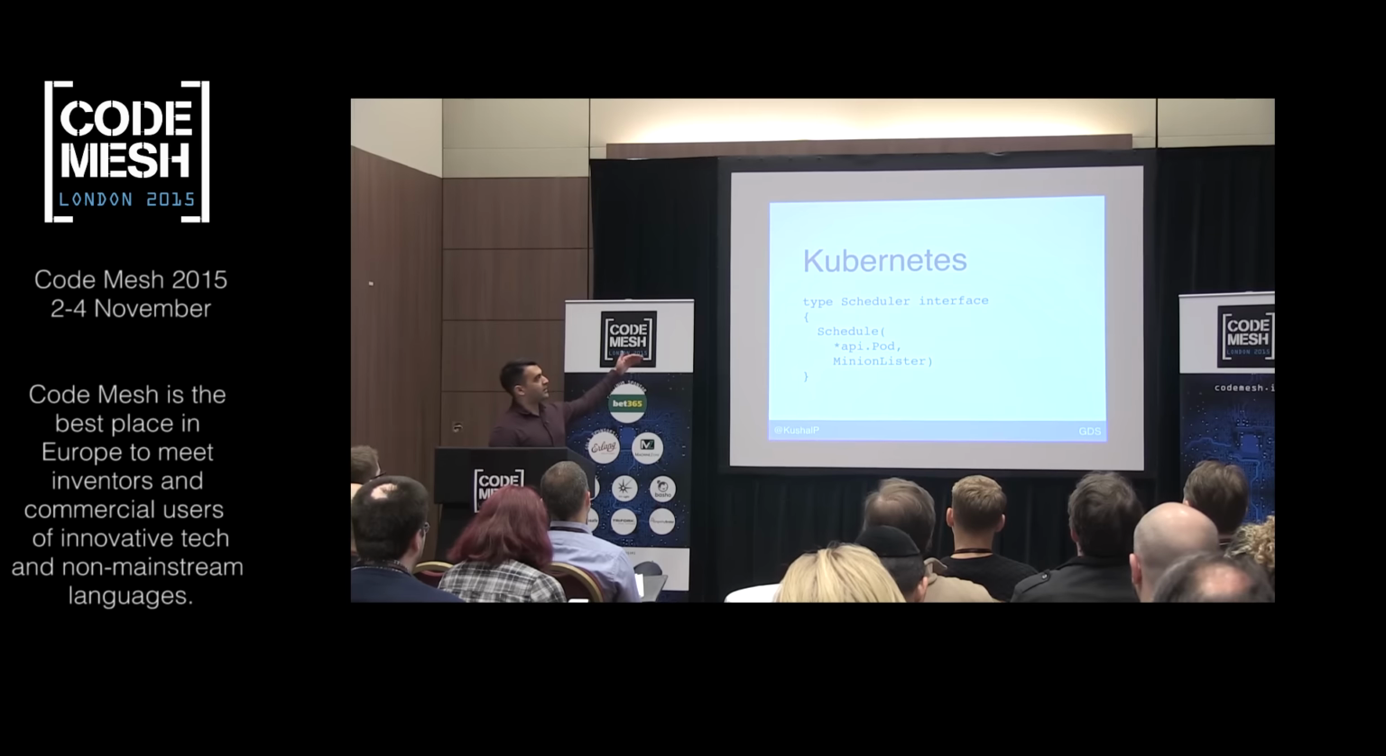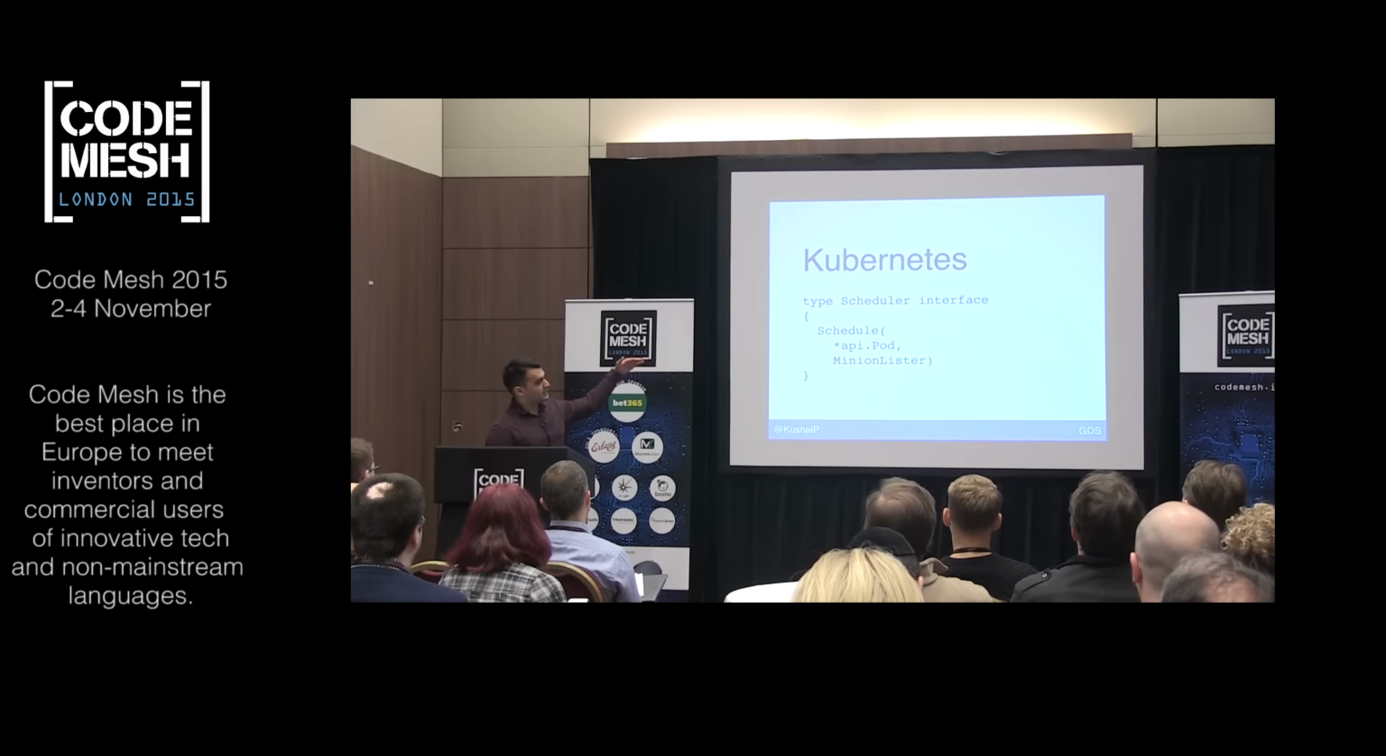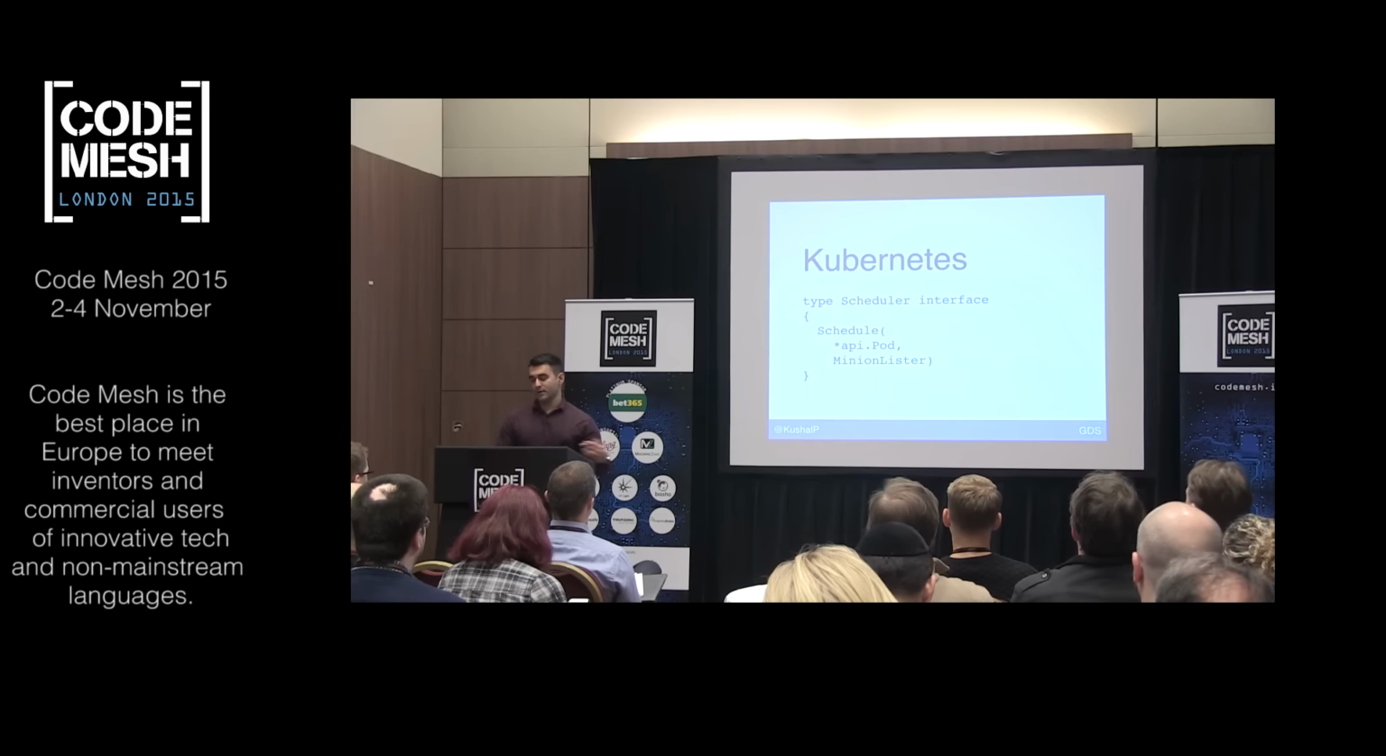It's creating an interface here called scheduler. And the interface scheduler expects a single function to exist called schedule. In this case, it takes a pod, which is some configuration for a node, and then some way of listing out all the minions or all of your respective nodes that you want to deploy onto.